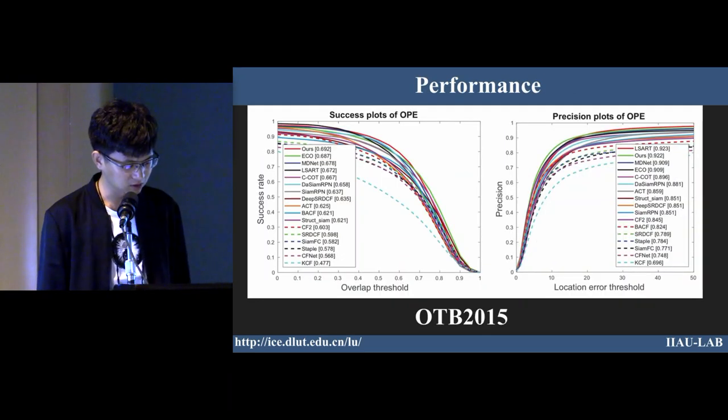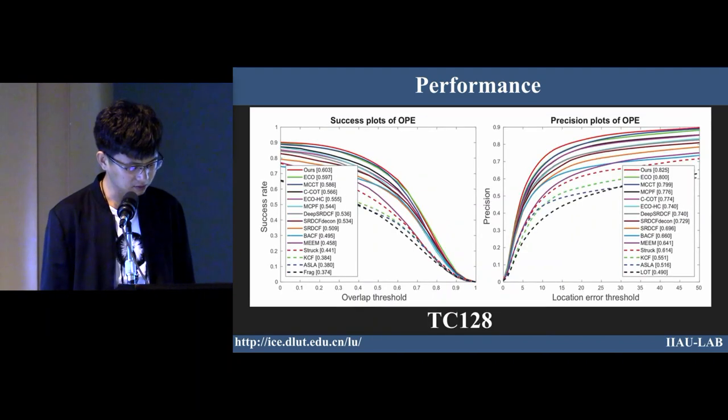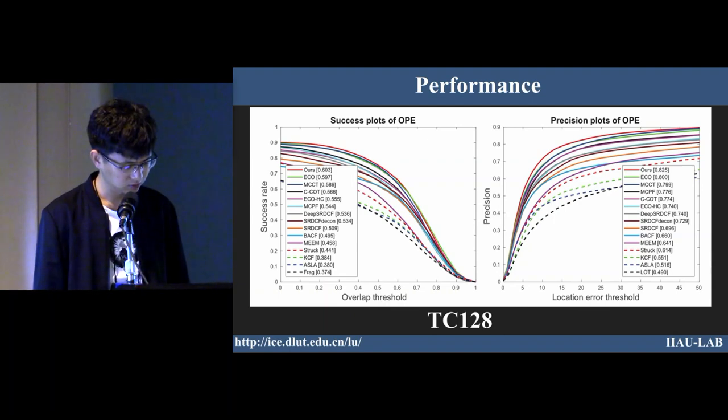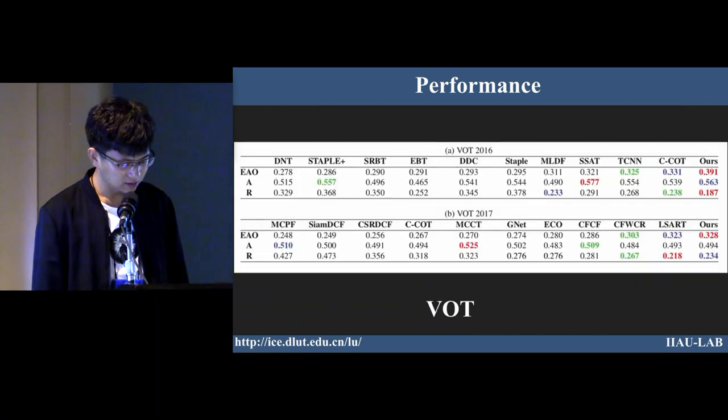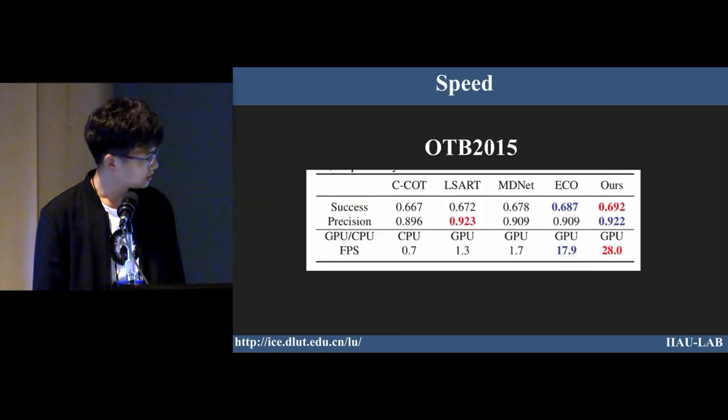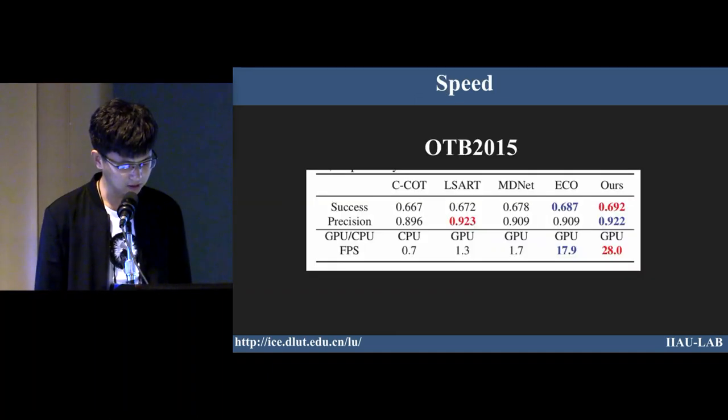This is our performance. On OTB 2015, our method can achieve an AUC score of 0.692. This is our performance on Temple Color 128. And this is the result on VOT 2016 and VOT 2017. In this table, we summarize both accuracies and speeds of the top five trackers on OTB 2015. Our approach can meet real-time requirements on the GPU.